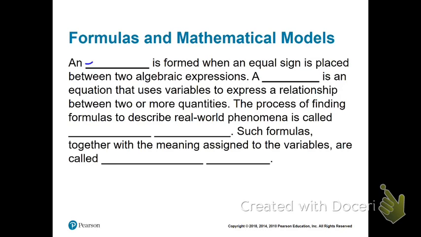An equation is formed when an equal sign is placed between two algebraic expressions. So the difference really between an expression and an equation is an equation has an equal sign in it. And so it's going to have two sides, where an expression is just like one side of an equal sign of an equation. Excuse me, a formula.